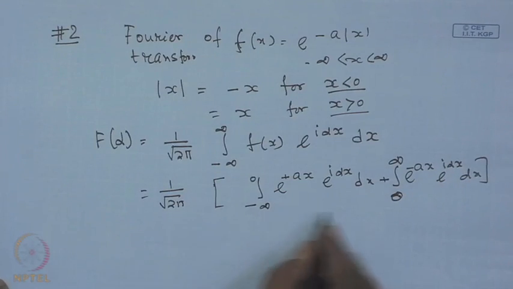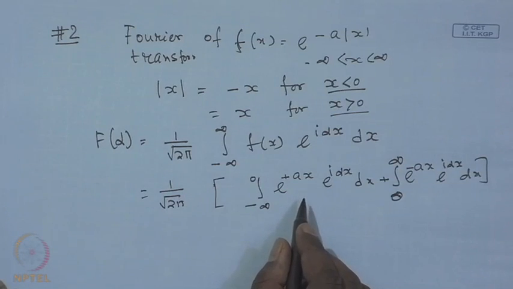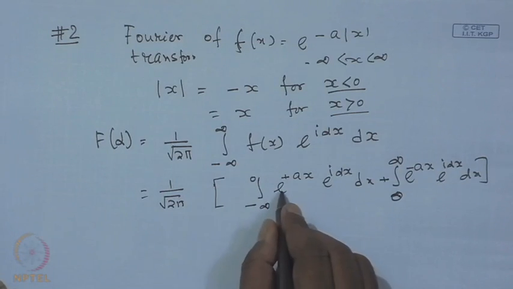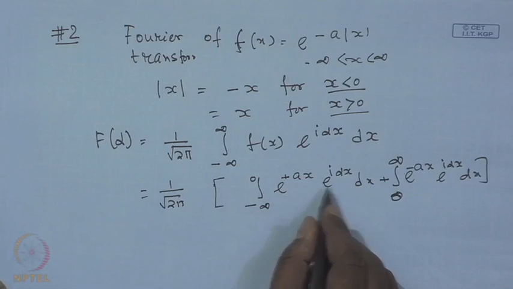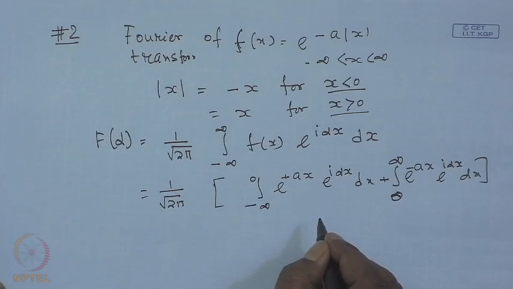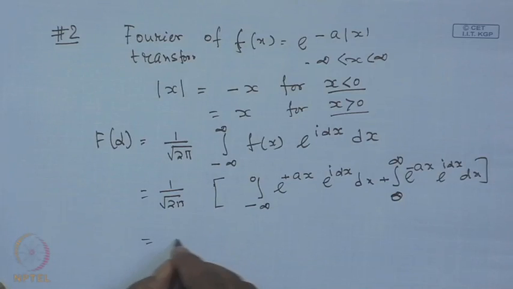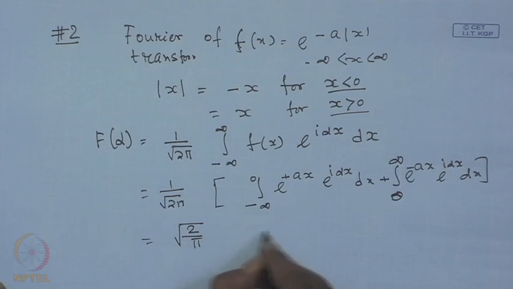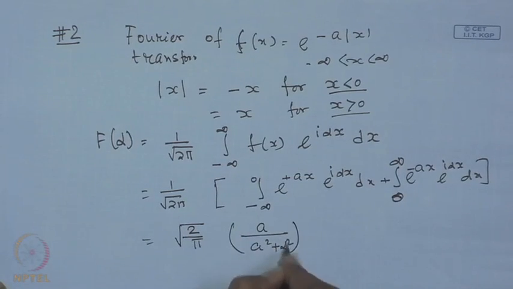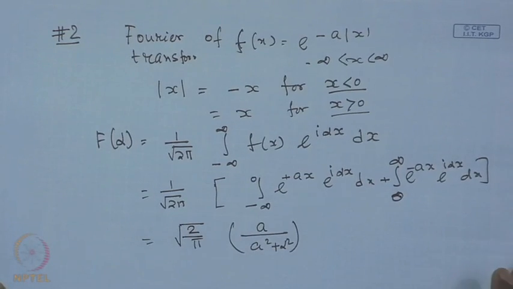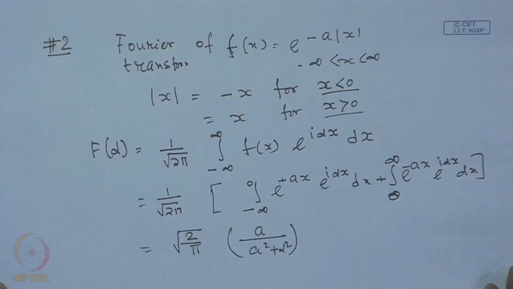So, these integrals have to be carried out, then it will be e to the power (a plus i alpha) x dx. Then put the limits, and the final result you will get is 2 divided by root over 2 by pi, a over a square plus alpha square. So, that is the Fourier transform of the function f of x equal to e to the power minus a mod x.